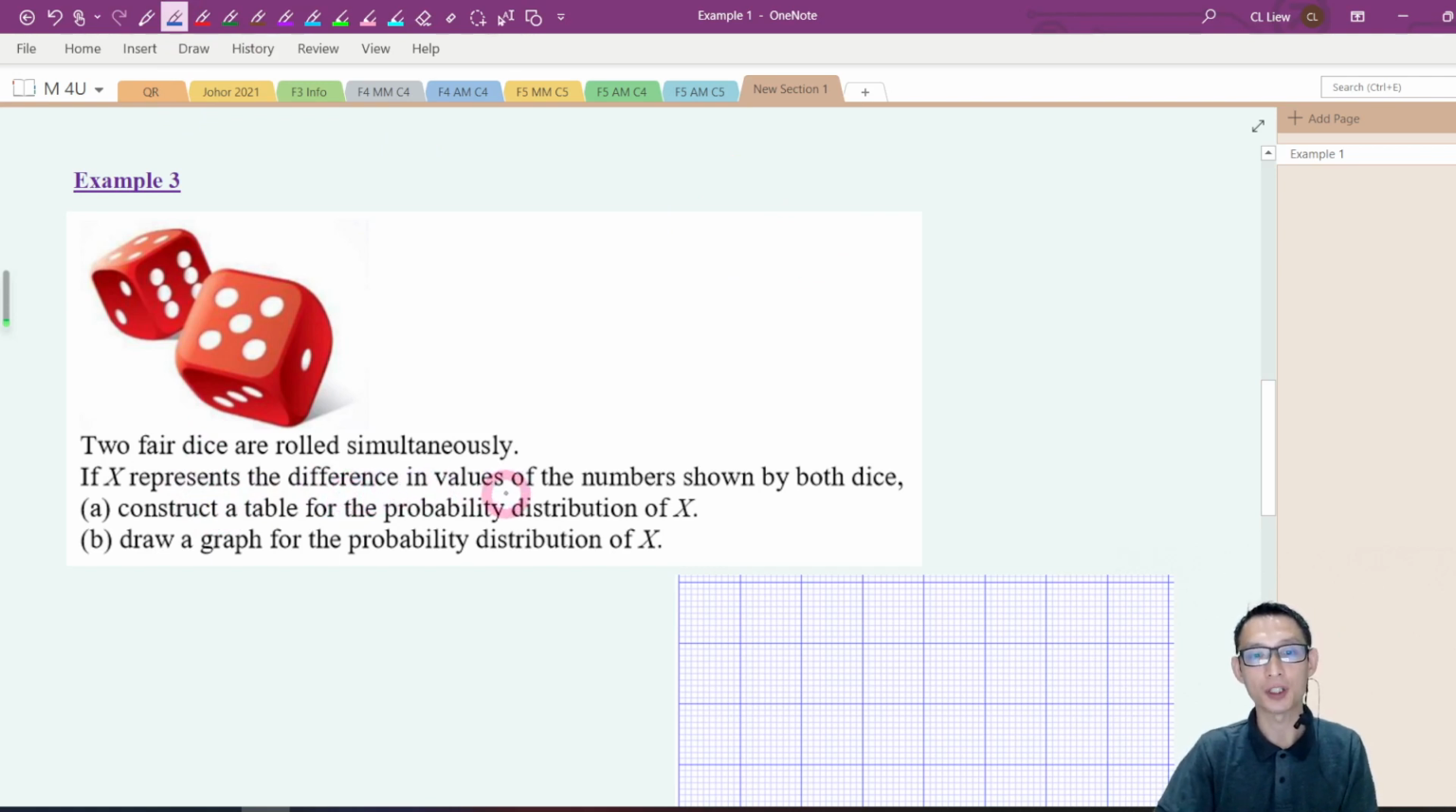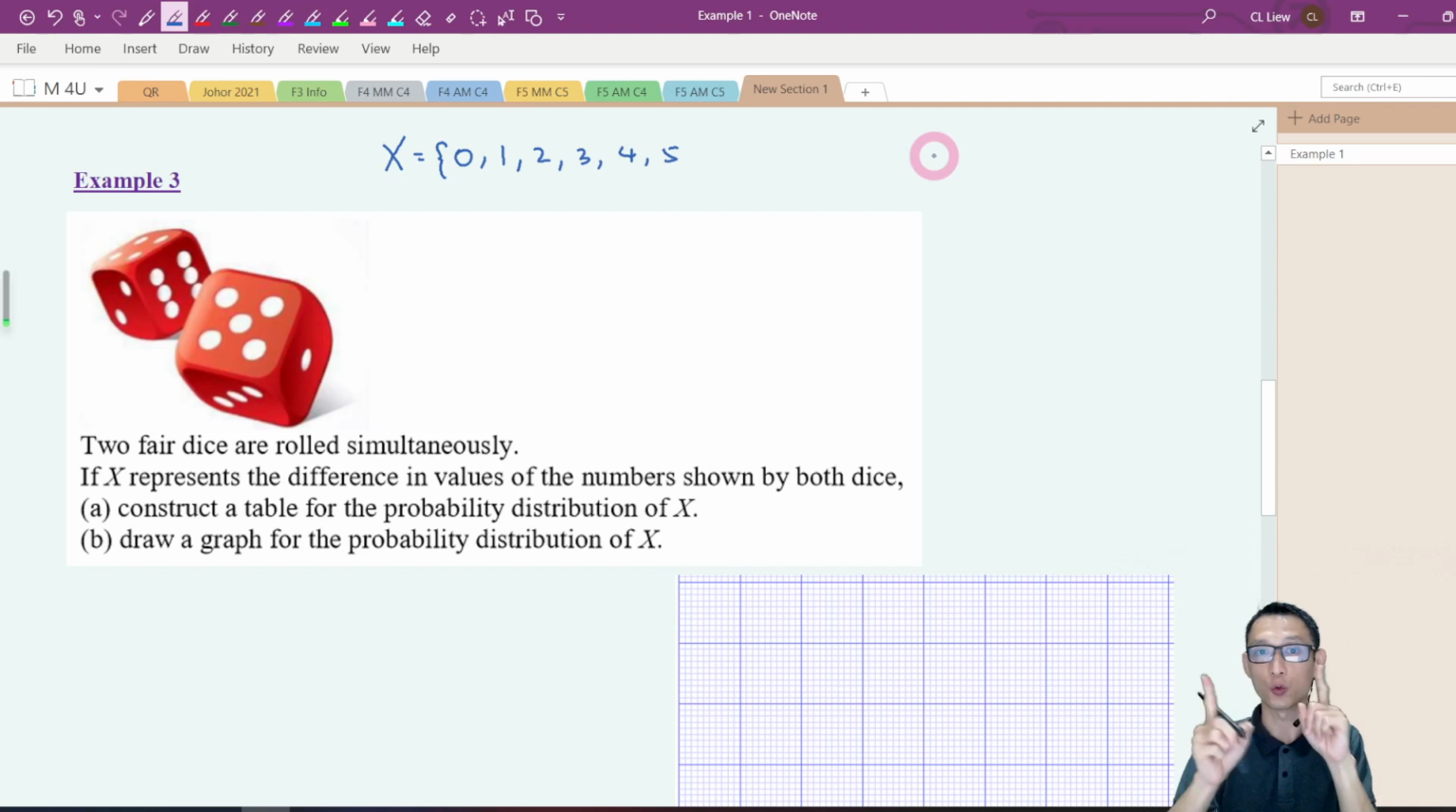Now construct a table for the probability distribution of x. So first we need to know what are all the possible values of the random variable. It can be 0, right? It can be 1, 2, 3, 4, 5. It cannot be 6, right? Why? If you want the difference between the two numbers shown to be 6, it means that, for example, 0 and 6, it is not possible to get 0, or maybe 1 and 7, it is not possible to get 7, right? So the maximum is only 5. The minimum is 0. Okay, let me draw a diagram to help you visualize the whole situation.